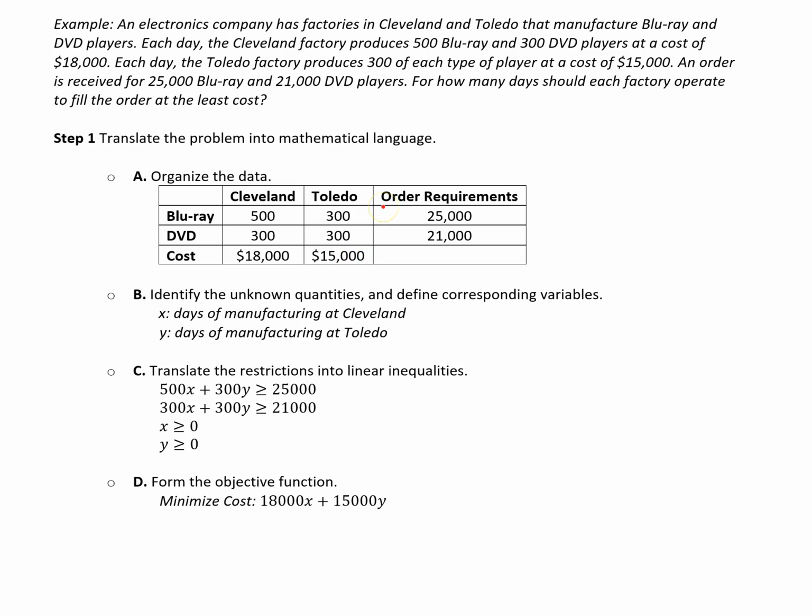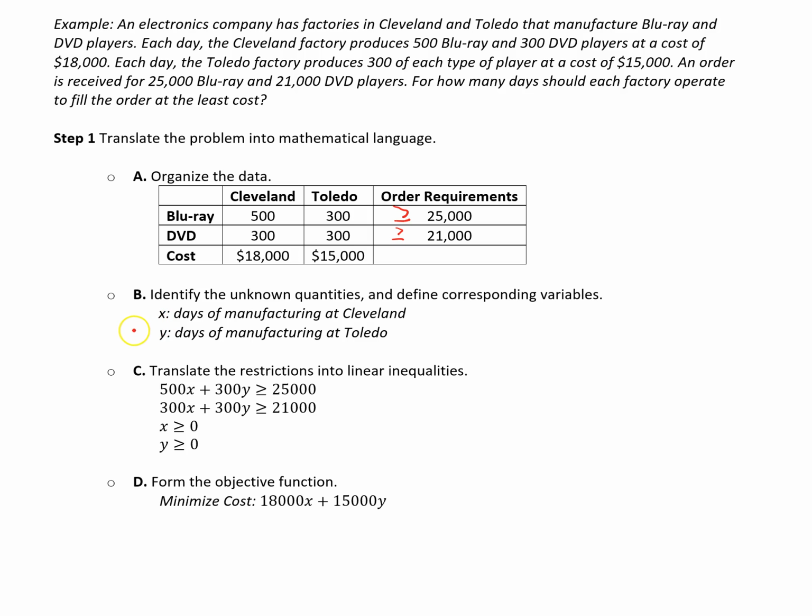The order requirement is that we must have at least 25,000 Blu-ray. So that's a greater than or equal because it's at least. Also, the DVD needs to be at least 21,000. If we go under 21,000, we're not meeting the requirement of the order.